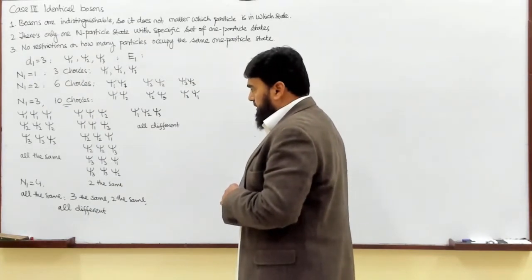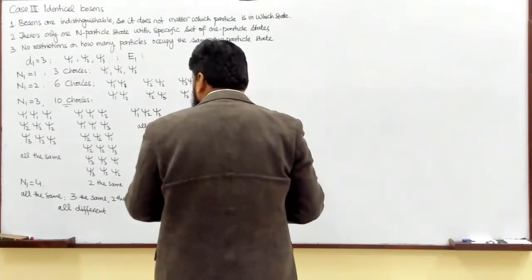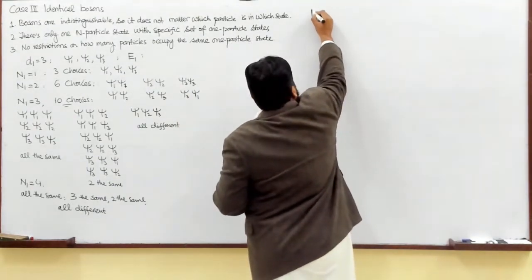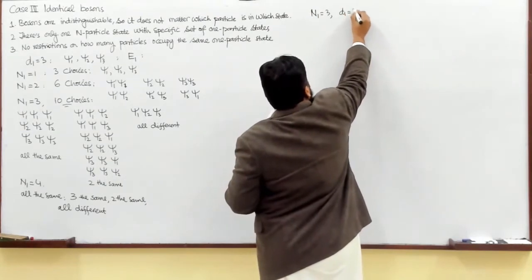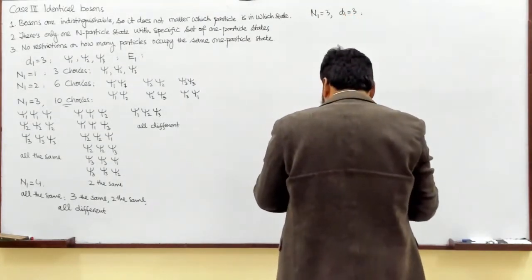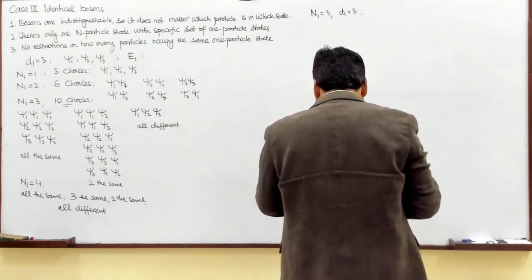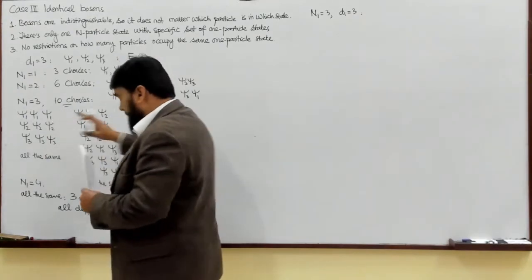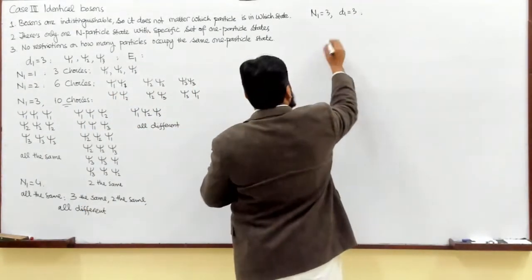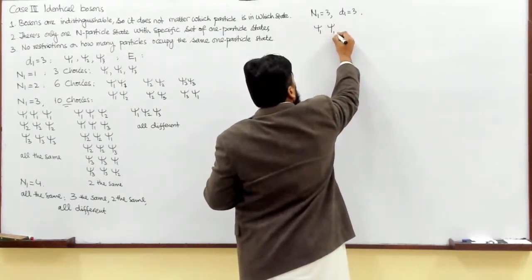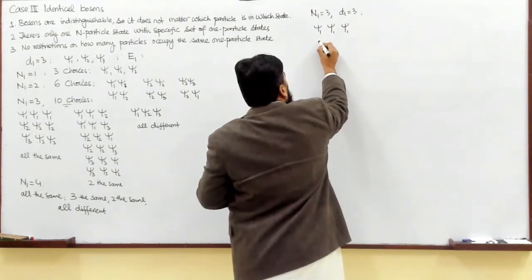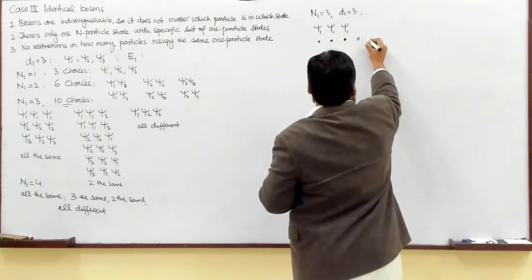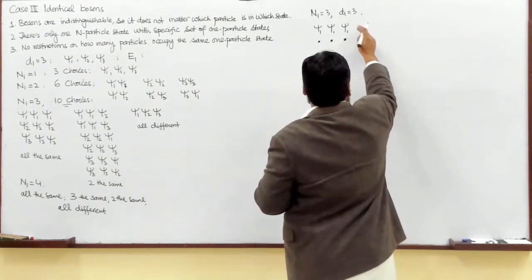So I will have to devise another strategy for this, and let's say I start again with the example when N1 is equal to 3 and D1 is equal to 3. I can label my choices: the first one, psi 1, psi 1, psi 1. So I can write psi 1 here, one particle in this one, and one particle in this one, and no particle in psi 2 and no particle in psi 3.